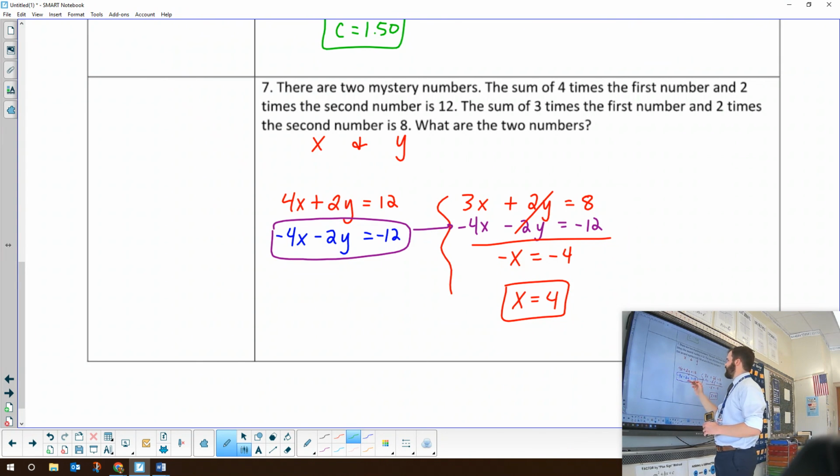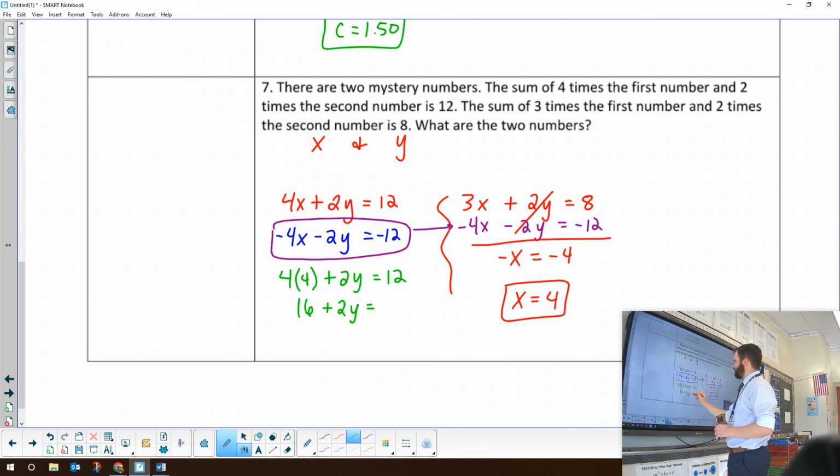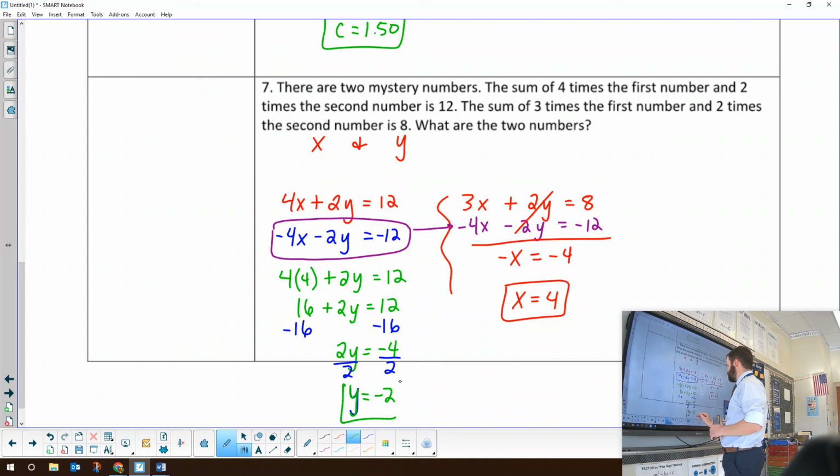I can take that, plug it back into my original equation for x. So we get 4 times 4 plus 2y equals 12. 4 times 4 is 16. Minus 16 to both sides. We will get 2y equals negative 4. Divide both sides by 2, not negative 2. And we're going to get y equals negative 2. And those will be my 2 answers for this problem.